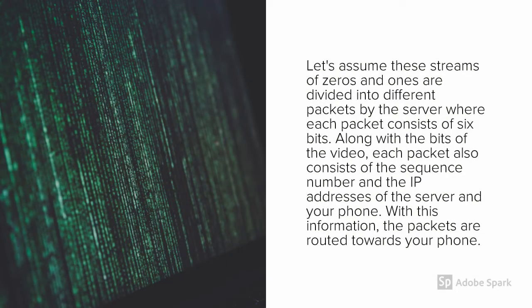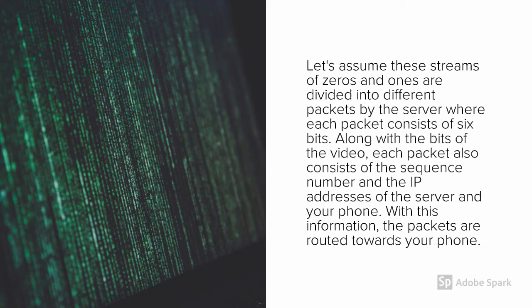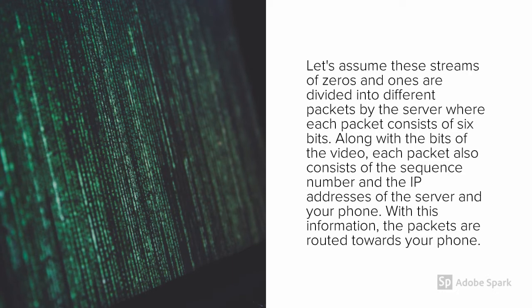Let's assume these streams of zeros and ones are divided into different packets by the server where each packet consists of 6 bits. Along with the bits of the video, each packet also consists of the sequence number and the IP addresses of the server and your phone. With this information, the packets are routed towards your phone.